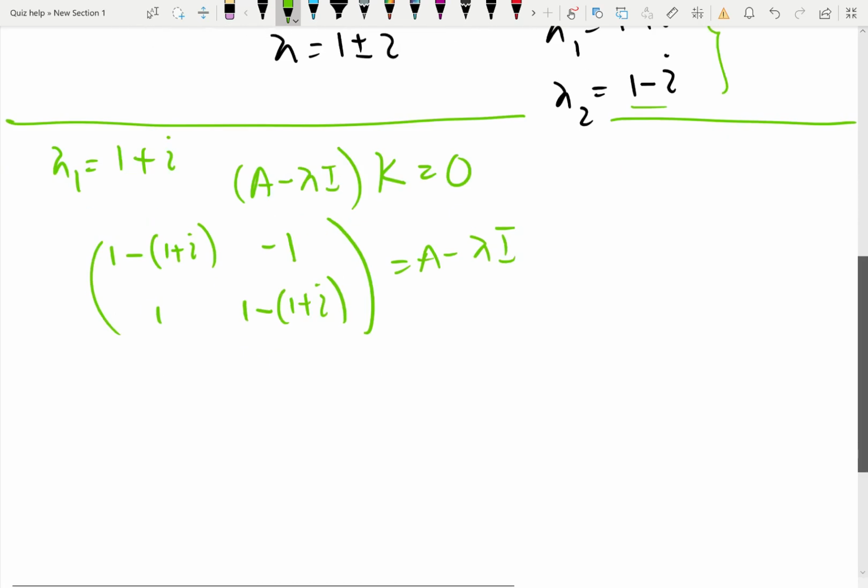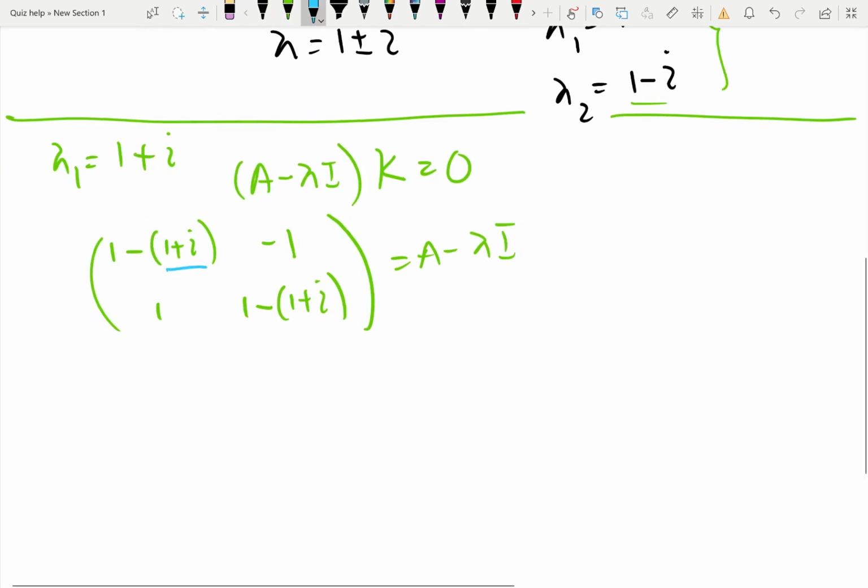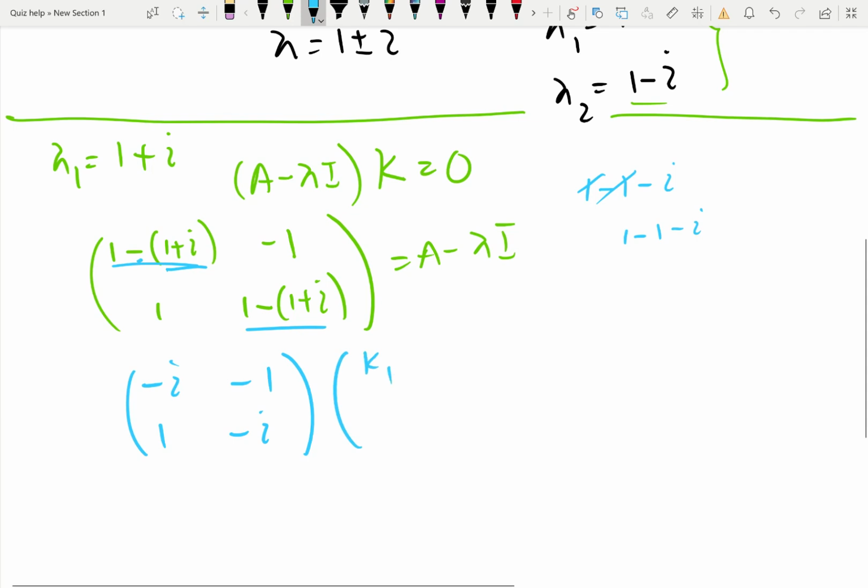Now here I did something special. I use parentheses when I'm using my complex number, and you have to do that as well to avoid errors when you are doing the subtraction, because we have to distribute this negative. So this term will be 1 minus 1 minus i. The 1s cancel out, here negative 1, 1, and here 1 minus 1 minus i, so this is minus i. So this is the A minus lambda I matrix, times little k1, k2, equal to 0, 0.